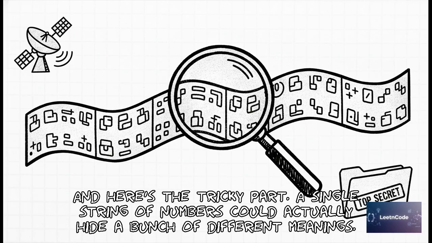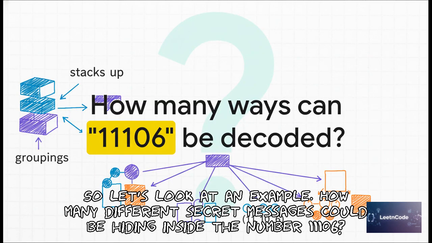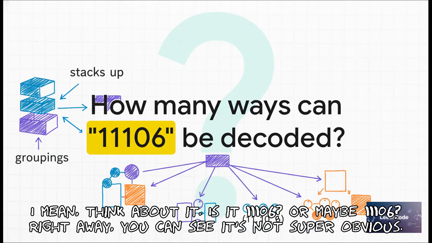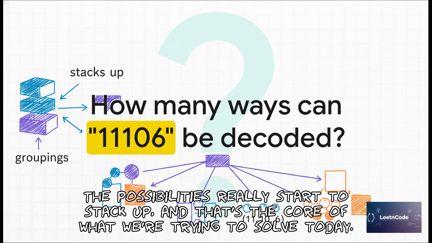And here's the tricky part. A single string of numbers could actually hide a bunch of different meanings. So let's look at an example. How many different secret messages could be hiding inside the number 11106? I mean, think about it. Is it 11106? Or maybe 111006? Right away, you can see it's not super obvious. The possibilities really start to stack up, and that's the core of what we're trying to solve today.